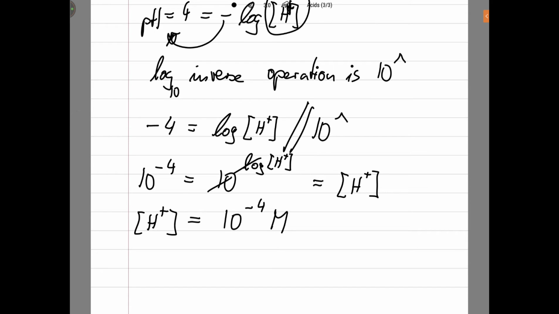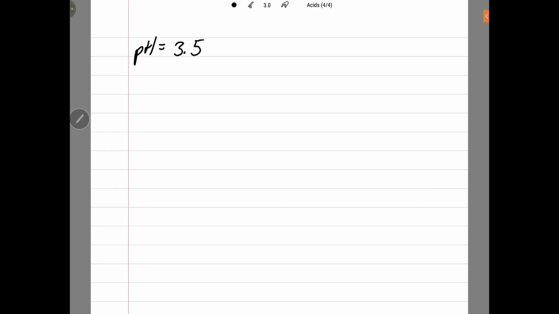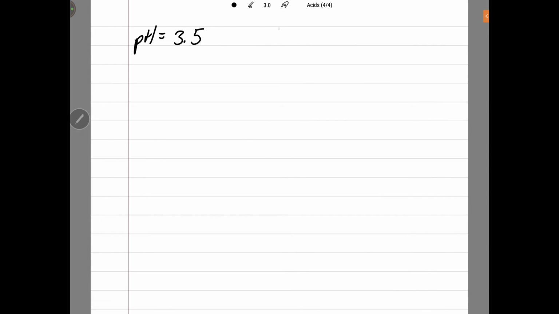Don't just simply brush that under the carpet. That's really important, this thing. Okay? Happy with that? So you have a pH equals 3.5. What's the proton concentration? Thank you. 3.16 times 10 to -4.